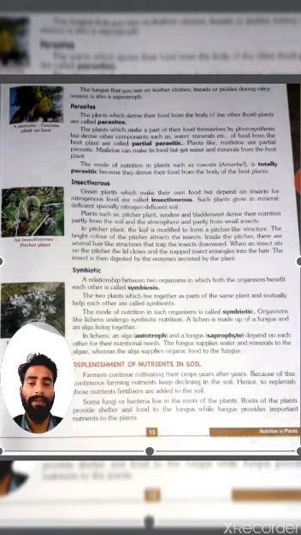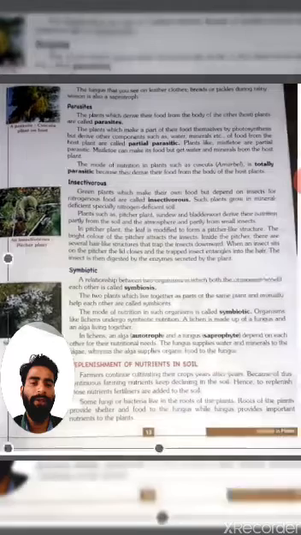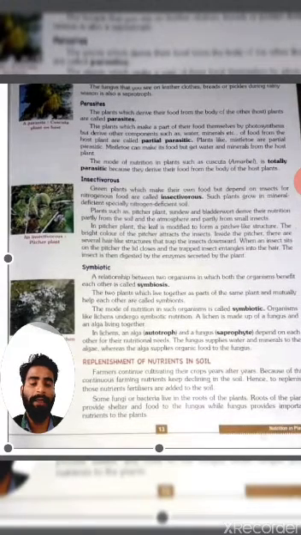Organisms like lichens undergo symbiotic nutrition. A lichen is made up of a fungus and an alga living together. In lichen, the alga and the fungus depend on each other for their nutrition needs. The fungus supplies water and minerals to the alga, whereas the alga supplies organic food to the fungus.